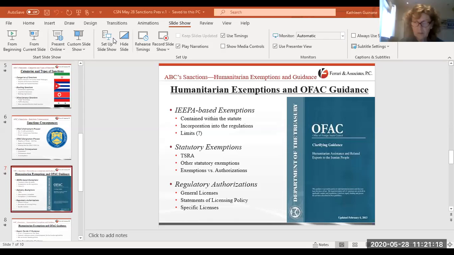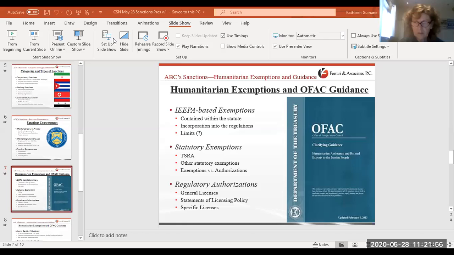Just one point on these different terms of art I'm using. You have regulatory authorizations. You have general licenses. Those are authorizations that are open and self-executing. You don't need to apply for a general license. You can just rely upon a general license to engage in a particular category. You have statements of licensing policy. This just means that OFAC has made statements that they will consider on a case-by-case basis certain types of activities. That's usually an indication that they will view those applications favorably, but not a guarantee.